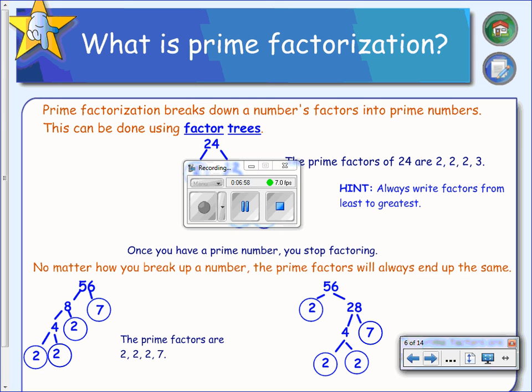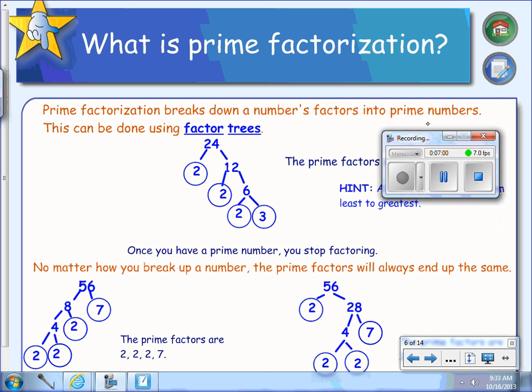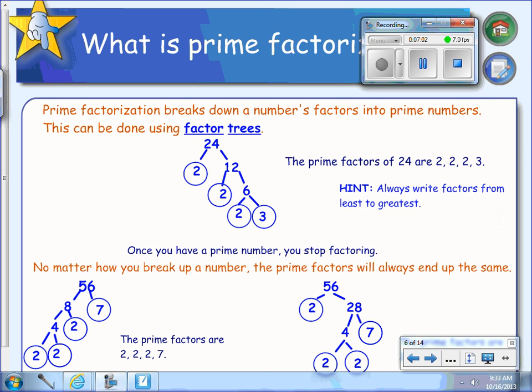Now, in our next slide, we're going to talk about prime factorization and how to use it. Prime factorization breaks down a number's factors into prime numbers. This can be done using factor trees. So in your example, the number 24 is being broken down into what's called a factor tree. When I do a factor tree, I usually start with the smallest number that will go into it other than 1.